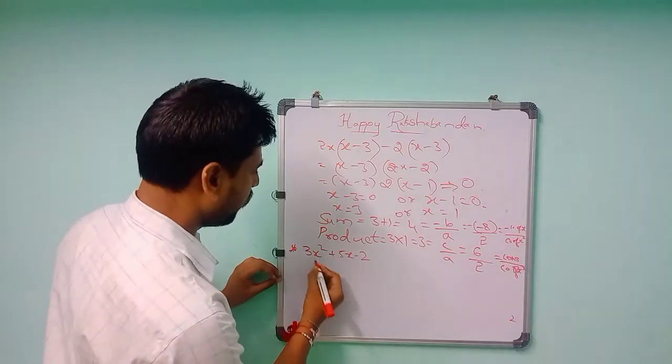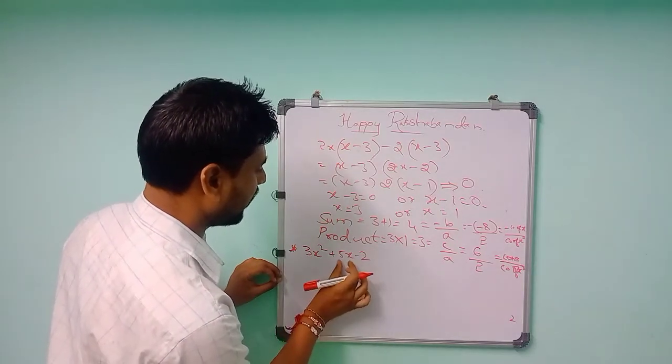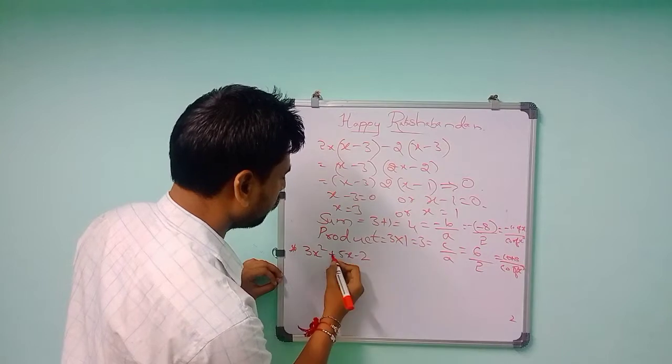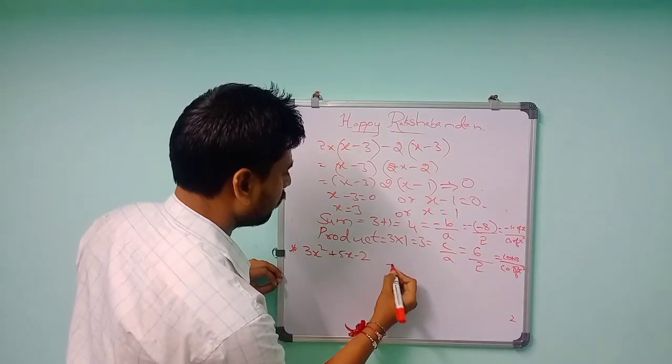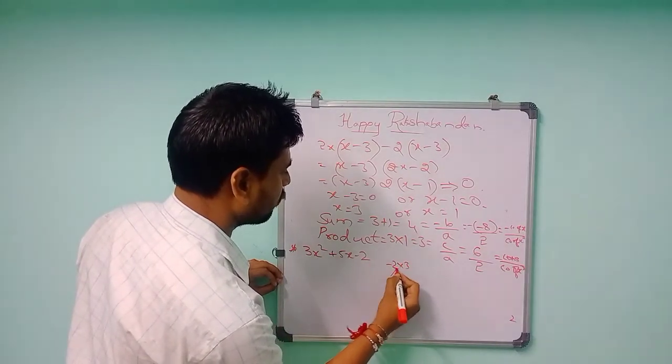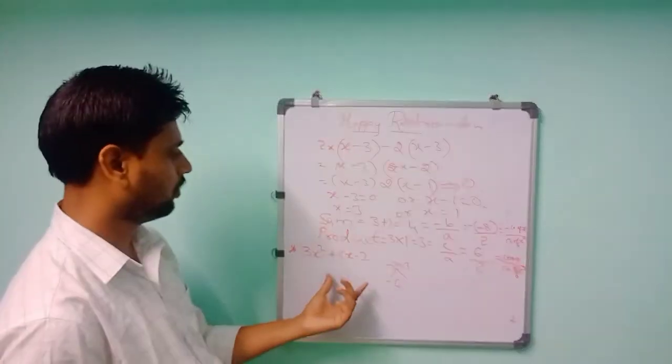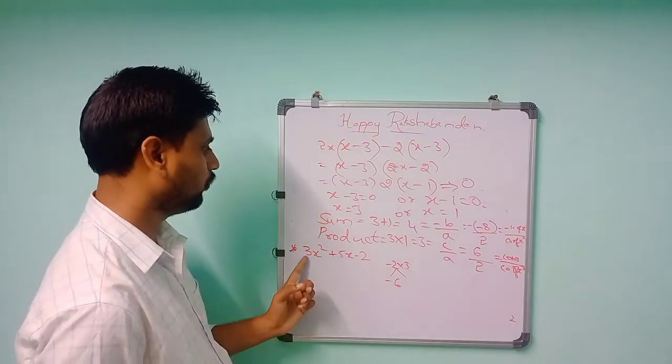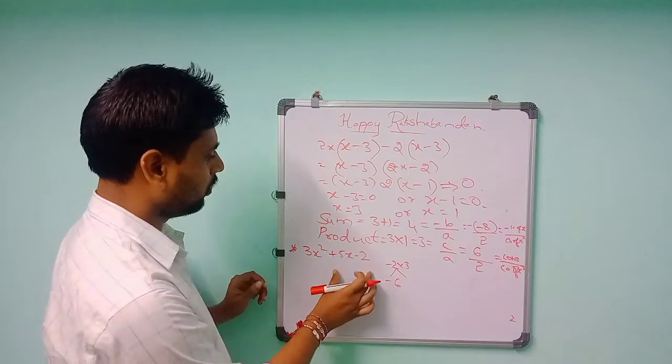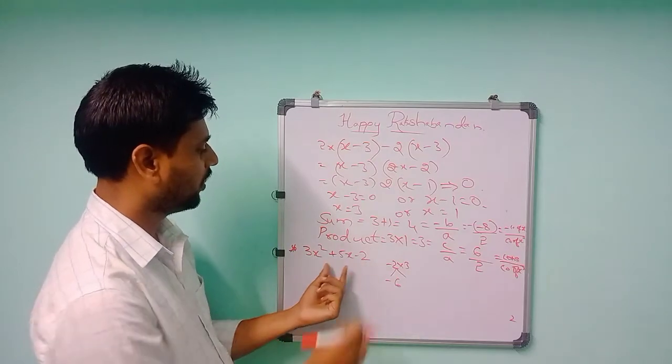So first you have to take these two numbers. We have to split the middle term. This is a quadratic equation, no? So 2 into 3 is 6, and it is minus 6. The product of these two numbers should become minus 6, and then you have to satisfy the middle term.